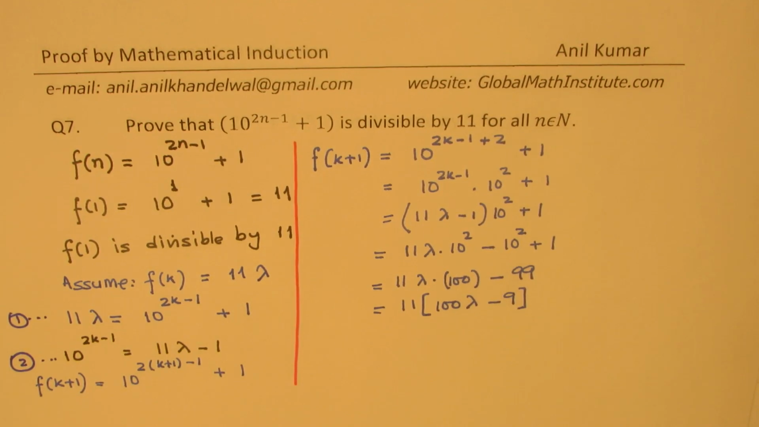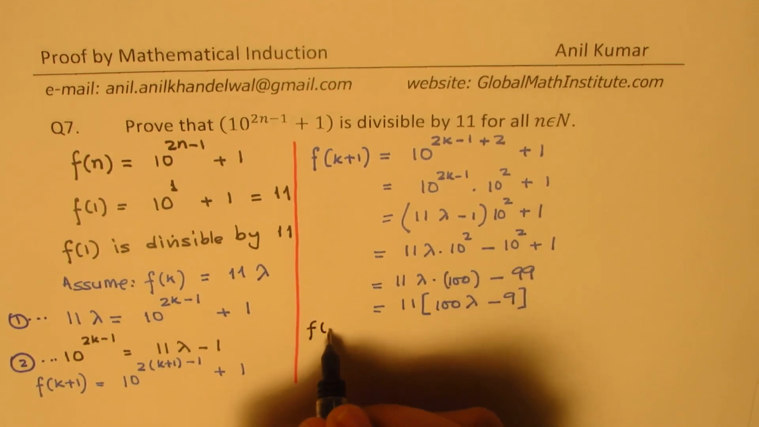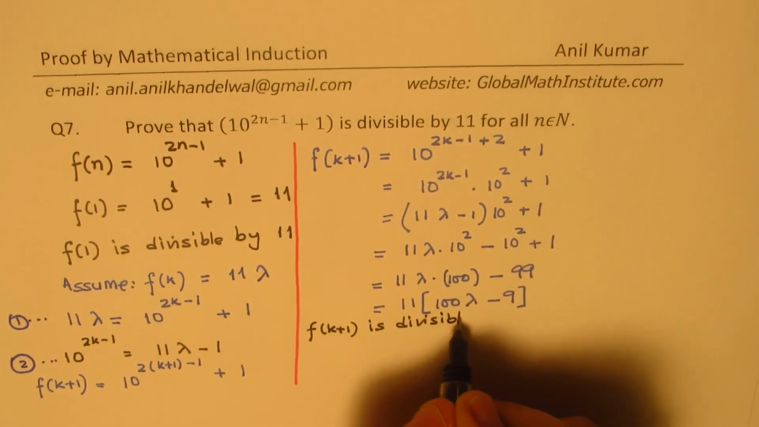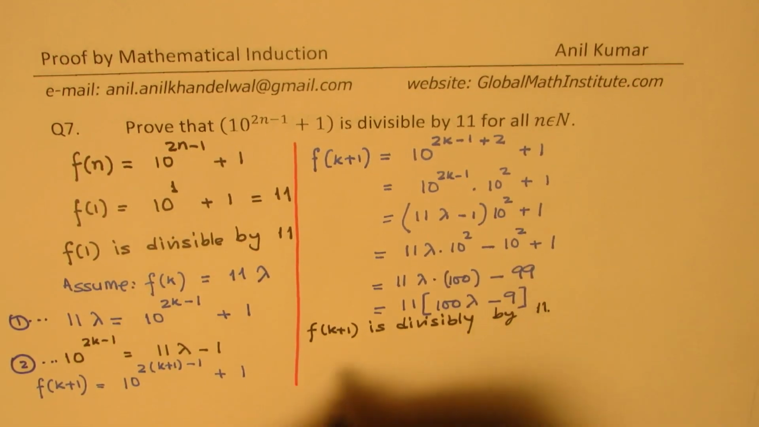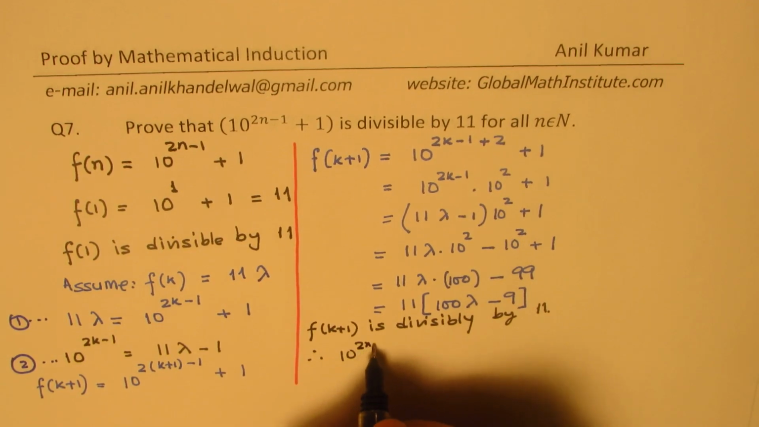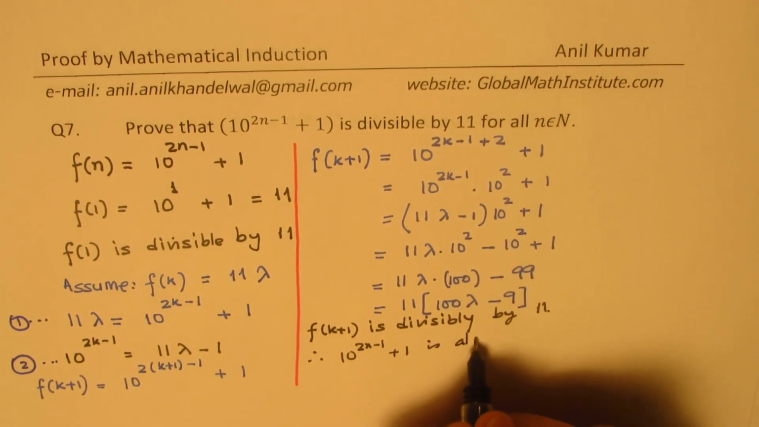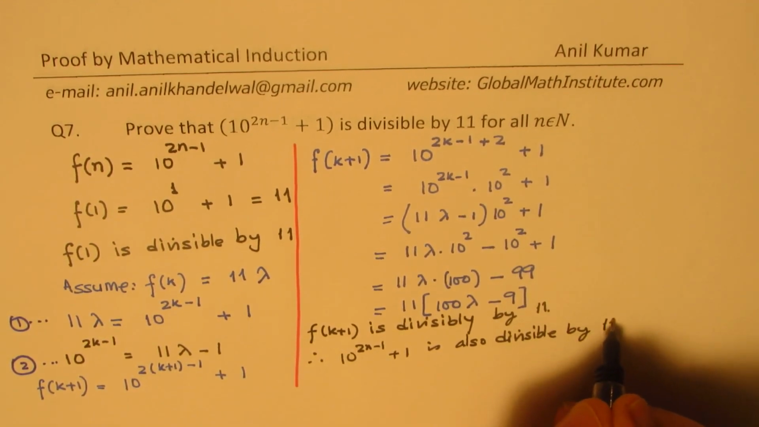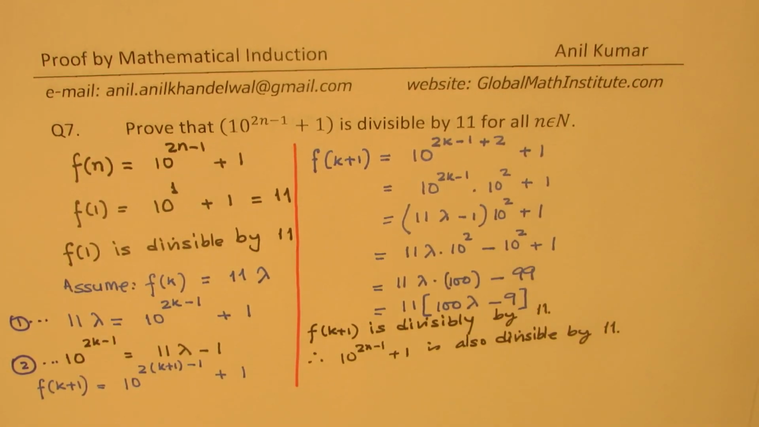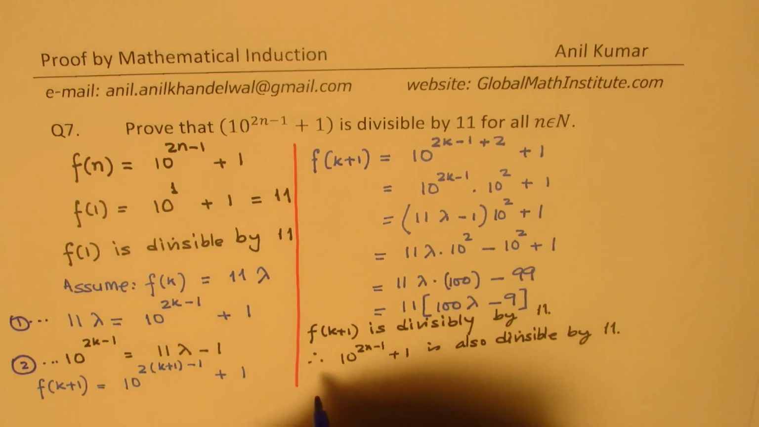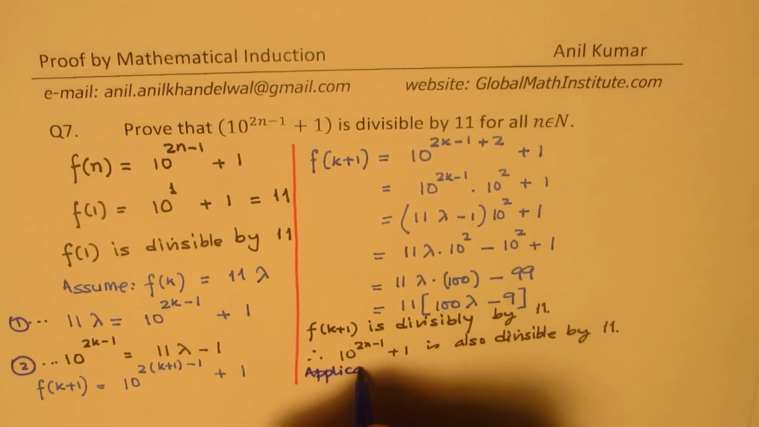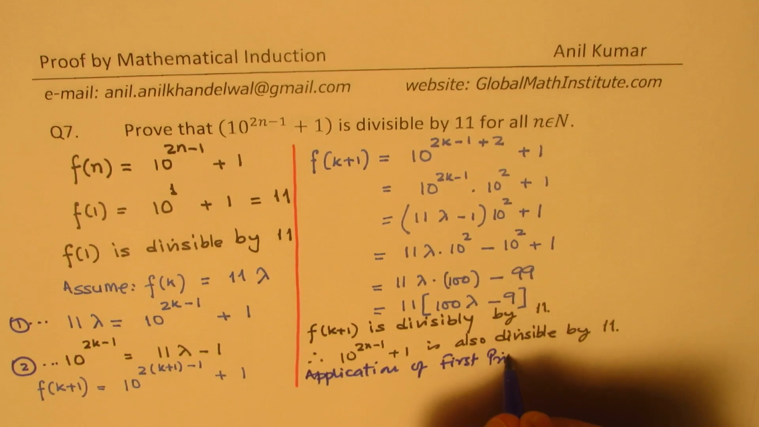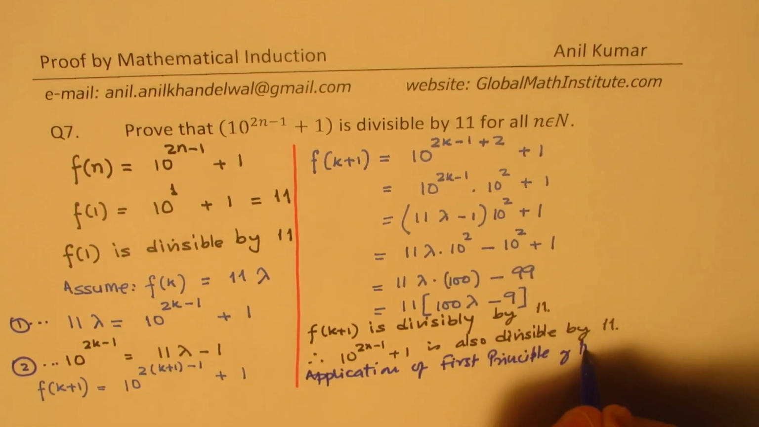So from here we can write down that f of k plus 1 is divisible by 11, and therefore 10 to the power of 2n minus 1 plus 1 is also divisible by 11. This is using the first principle of induction, right? So this is an application of the first principle of induction.